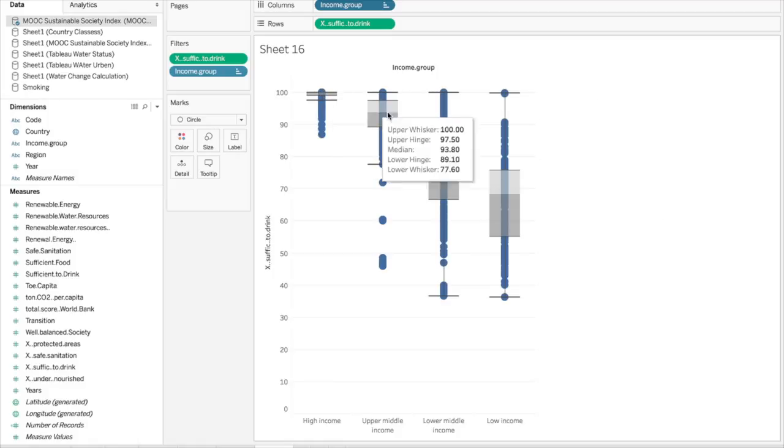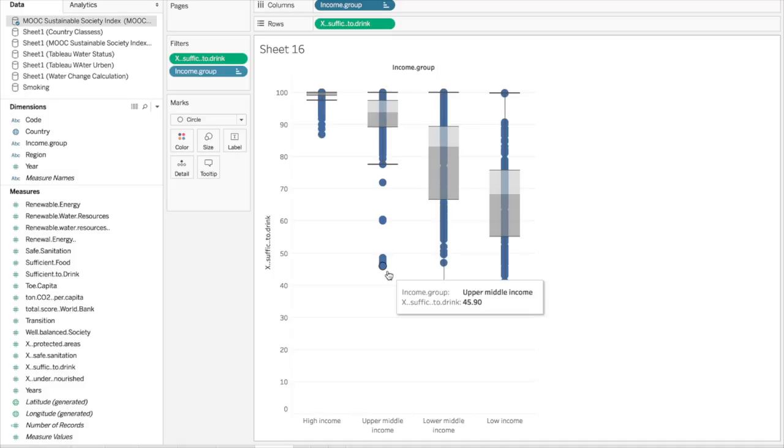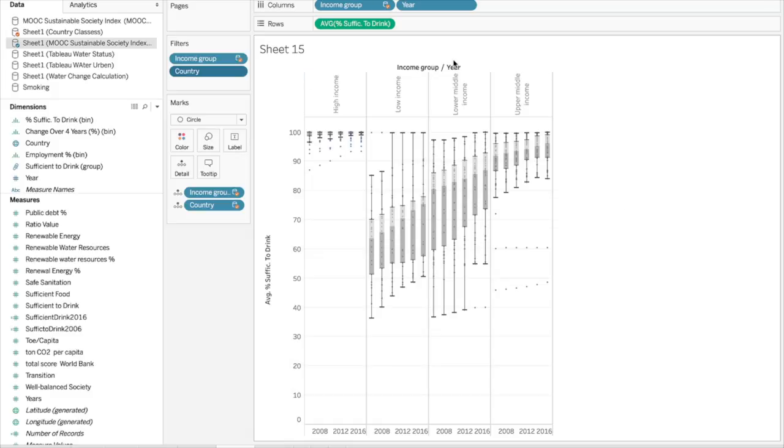So remember, make sure you keep taking notes in your notebook that this is a trend, but that there are some interesting outliers. There are countries that are upper middle income, so higher income, but have low levels of people that might have enough to drink. And if we want to go one step further and add year, we can look at income group by year.